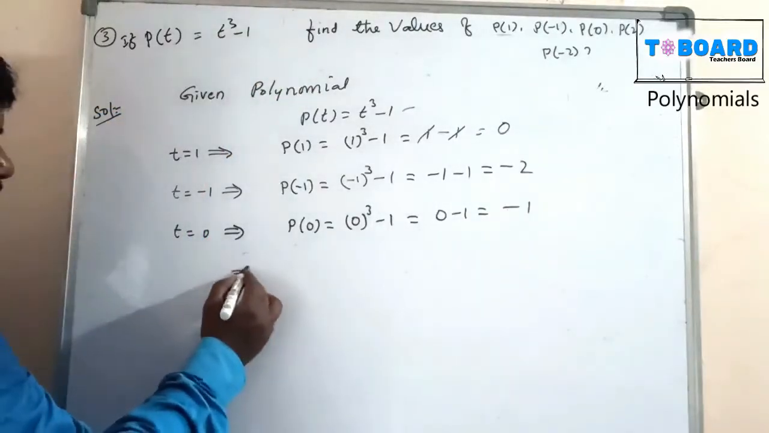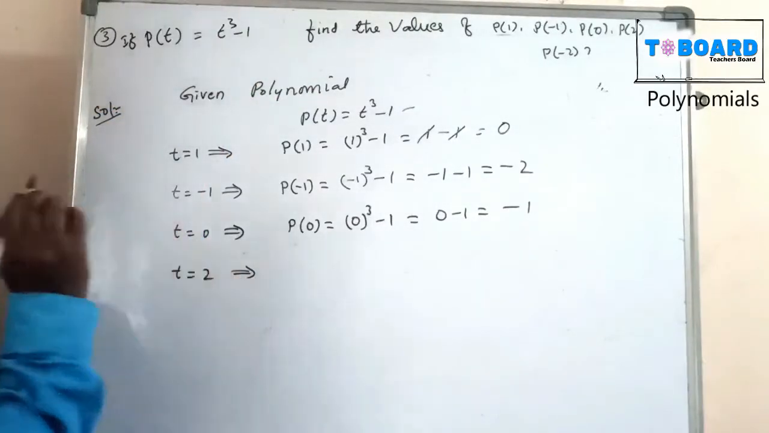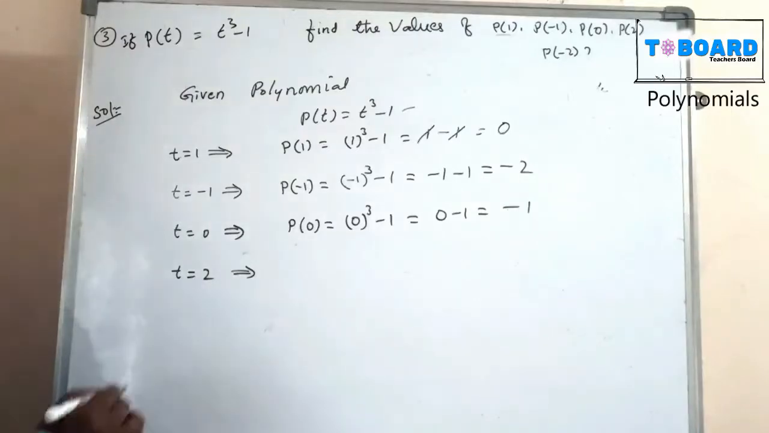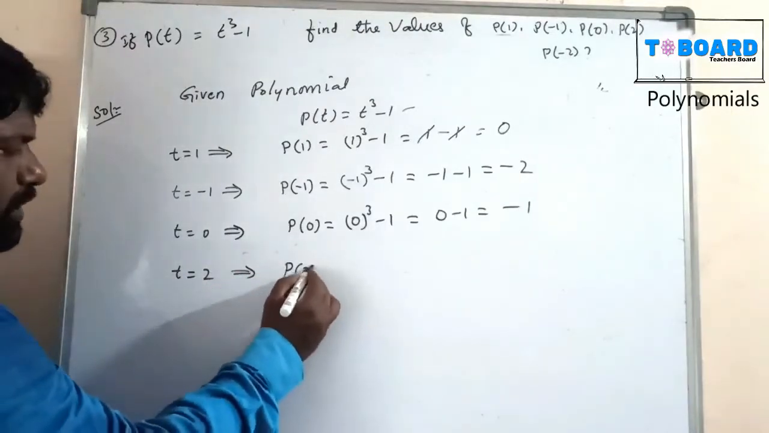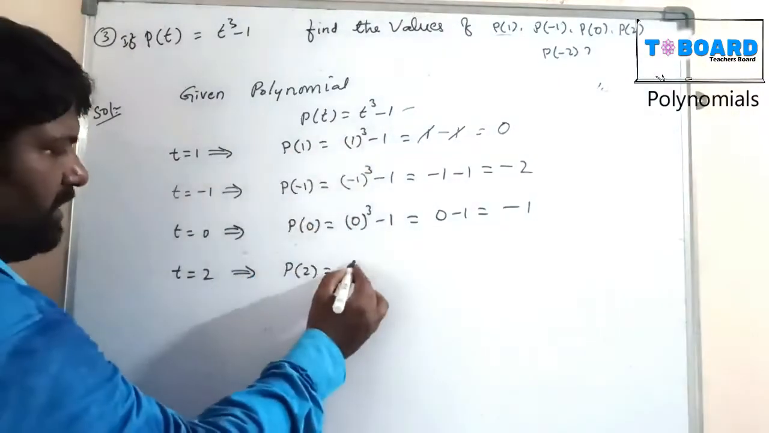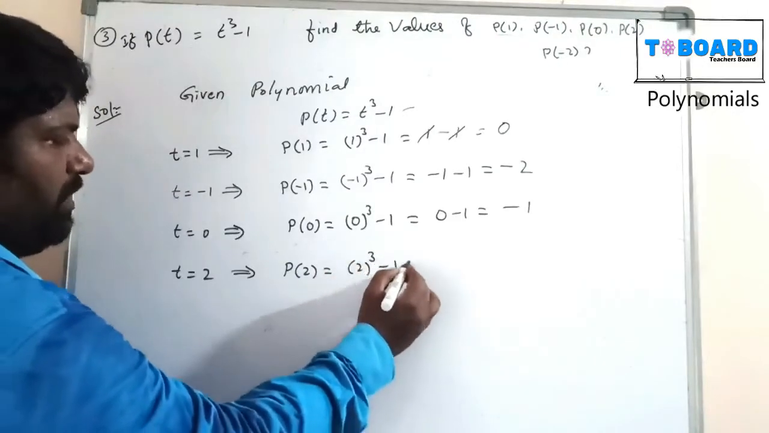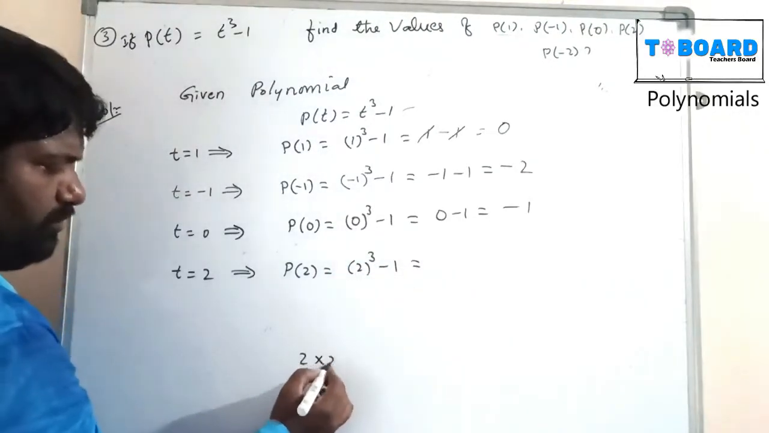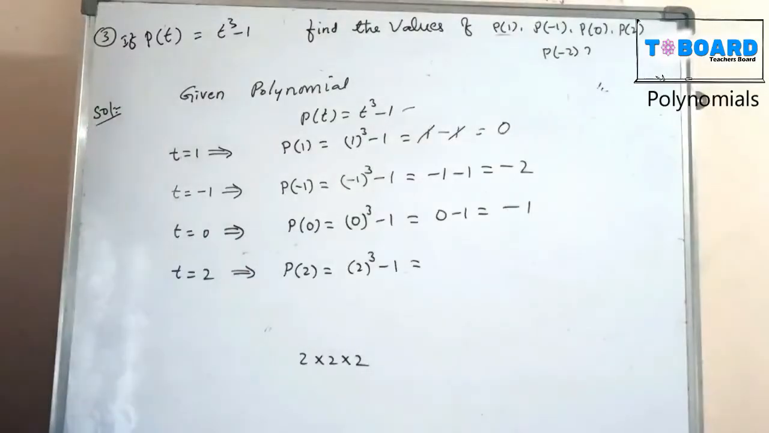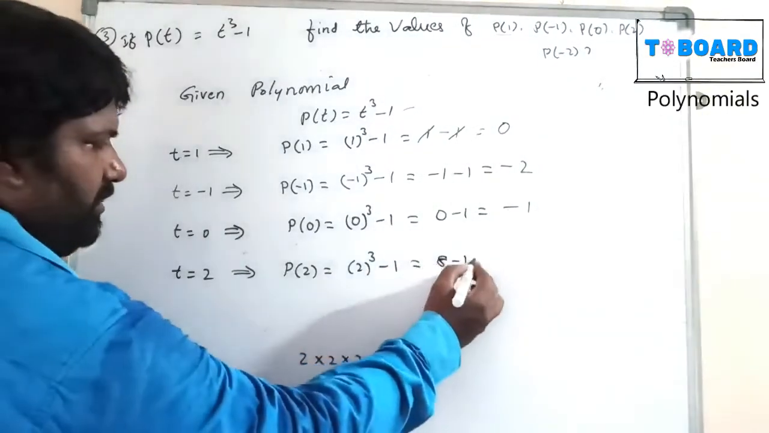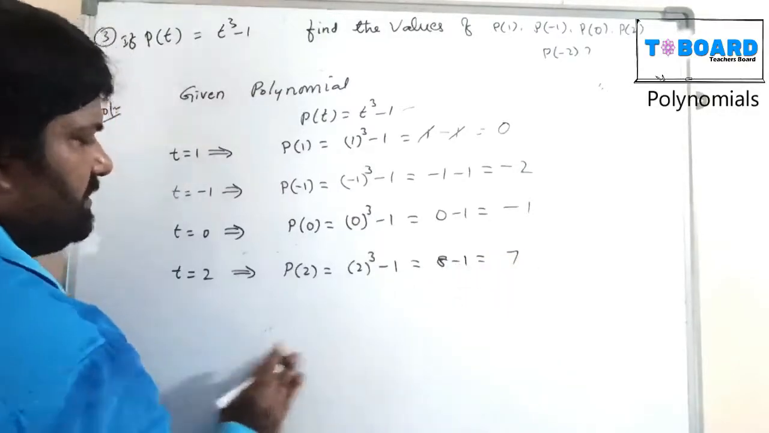Next one is p of 2. P of 2 means t equals 2. If t equals 2, p of 2 equals, substitute this value, 2 cube minus 1. 2 cube is 2 into 2 into 2. 2 2s are 4, 4 2s are 8. 8 minus 1. 8 minus 1 is 7.